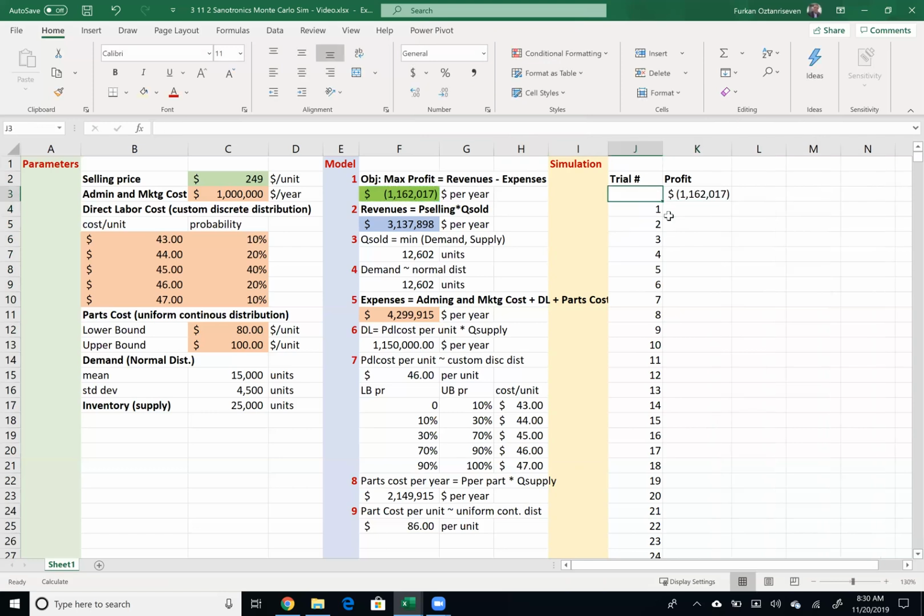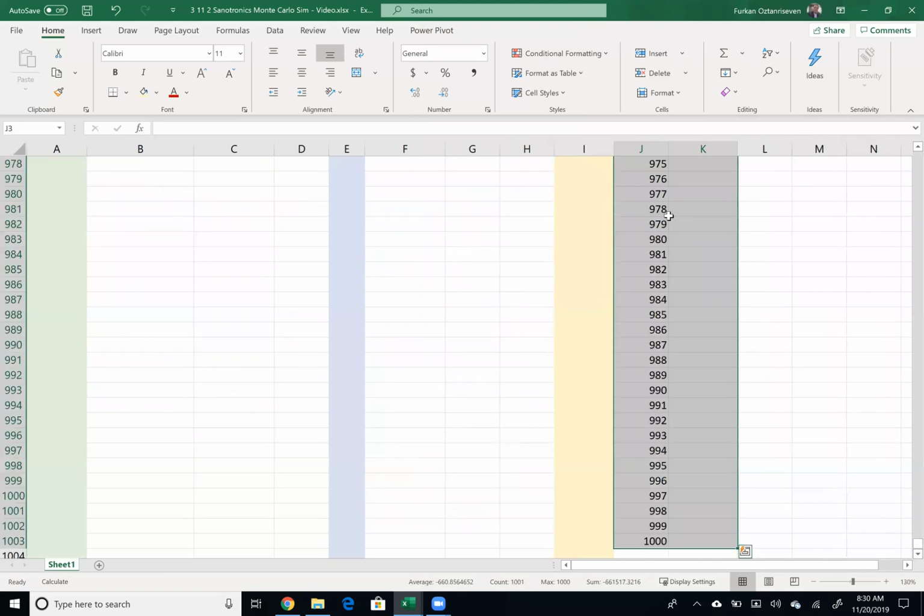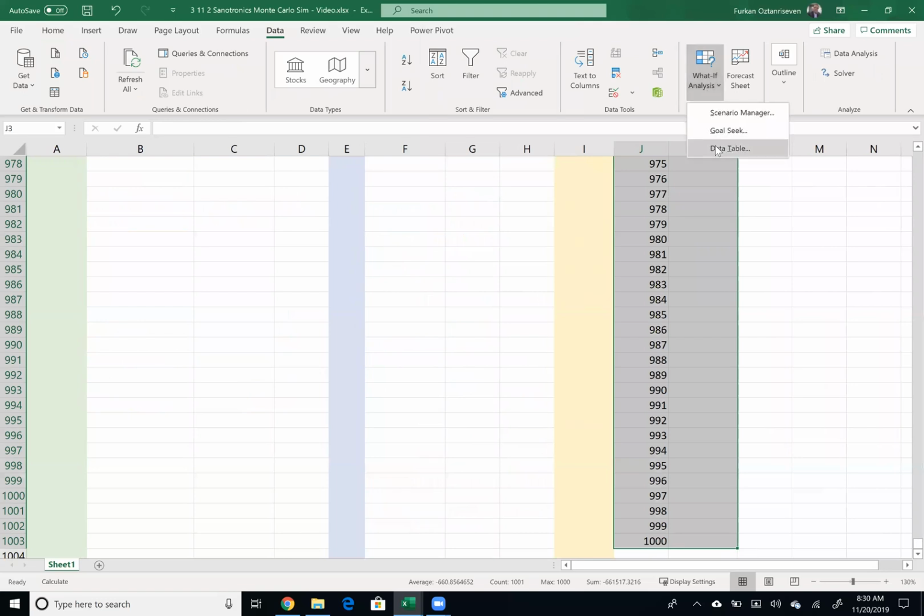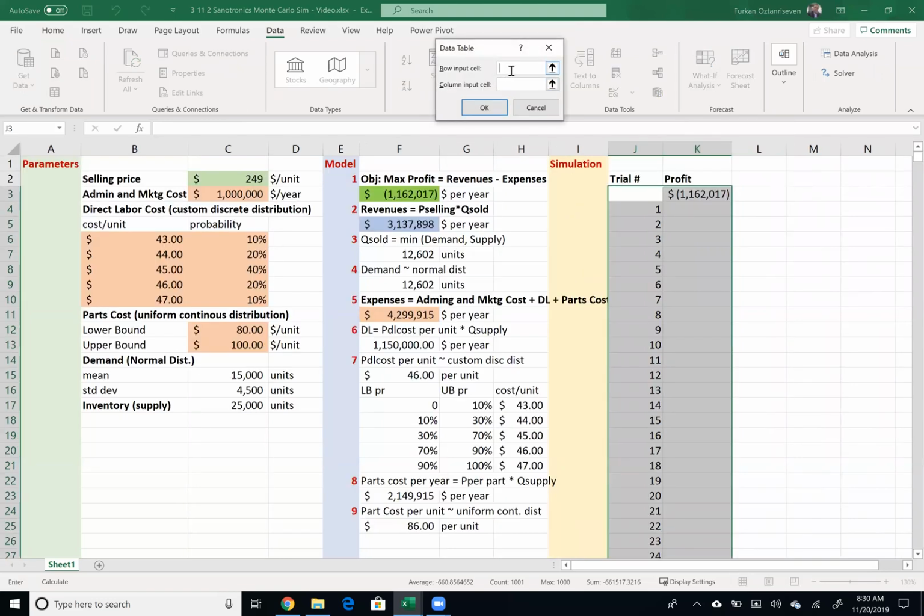Now I start from the empty cell, Control Shift right arrow, Control Shift down arrow, Control Shift down arrow again. Then I can do Data, What-If Analysis, Data Table, and I don't have a row input cell because this is a column input cell. The column input cell is not really any parameter here, it's just a dummy number, so I just need to choose an empty cell. So I will change something in Excel, and changing that cell will change all the random numbers in my model, which will give me new results, and I will just keep printing those results here.